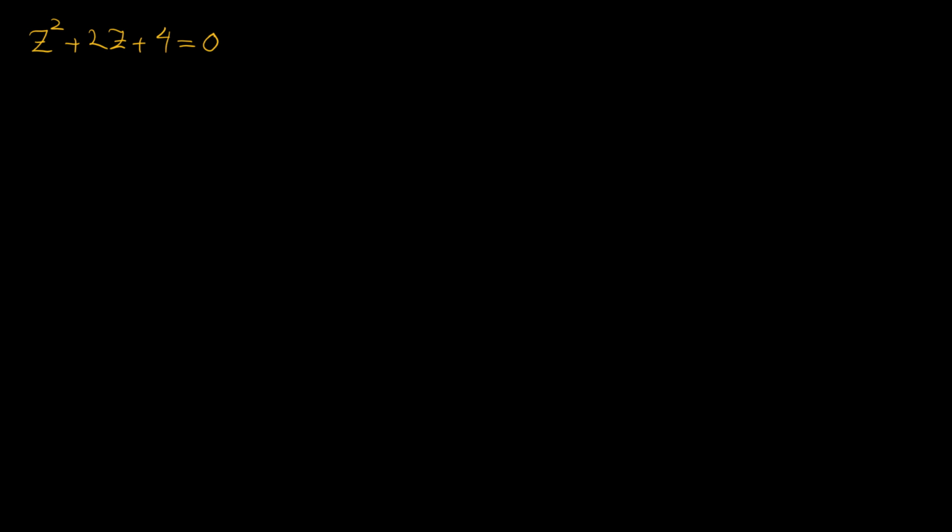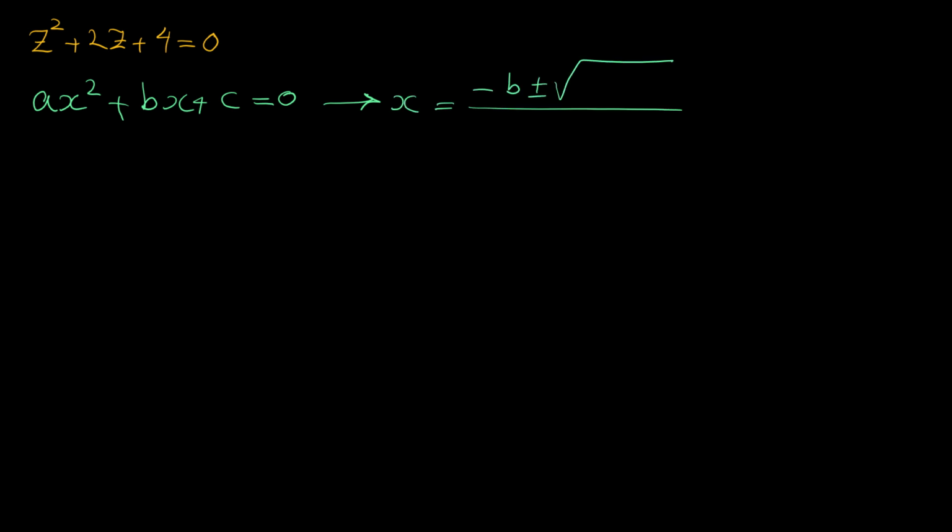If you try to find two numbers that their product is 4 and their sum is 2, you cannot find any two real numbers. So, we use the quadratic formula for finding z. Let me remind you the quadratic formula for solving quadratic equations. If we want to find x from this equation, ax^2 + bx + c = 0, x equals negative b plus minus radical b^2 minus 4ac over 2a.